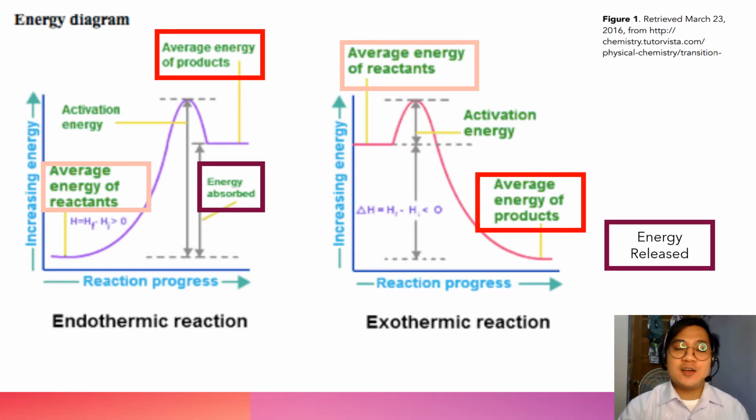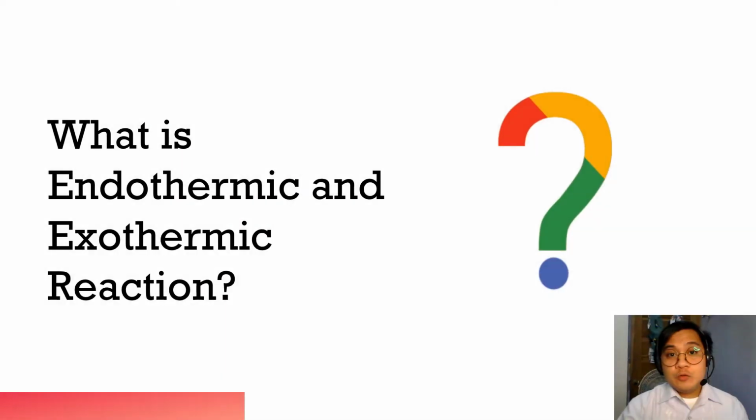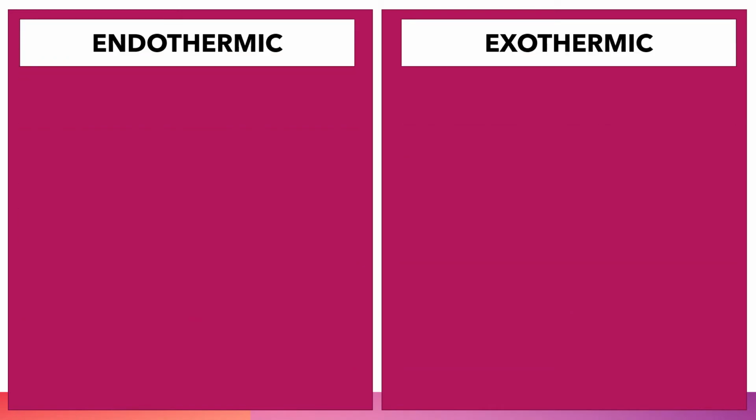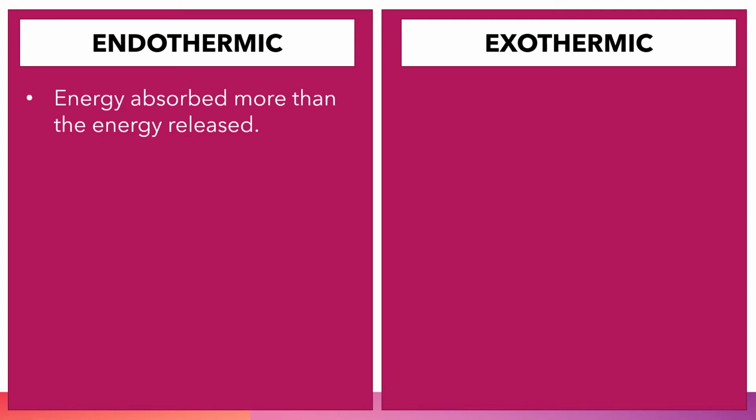Now, the question is, what is the meaning of endothermic and exothermic reaction? We are now on the third guide question. What is the meaning of endothermic and exothermic reaction? Endothermic and exothermic reactions are the two reactions involved in a chemical reaction or chemical equation. So you can see, in an endothermic reaction, the energy absorbed is more than the energy released. It means that the energy is being absorbed from the reaction of reactant, going to the product.